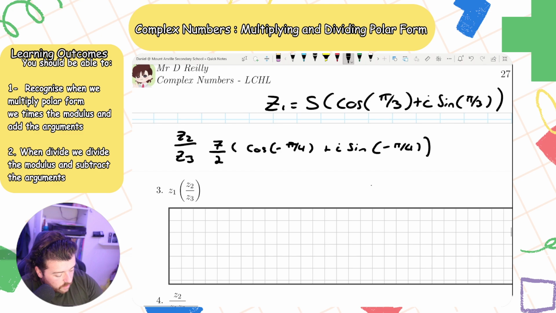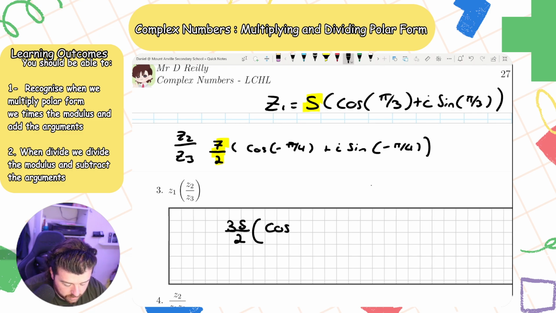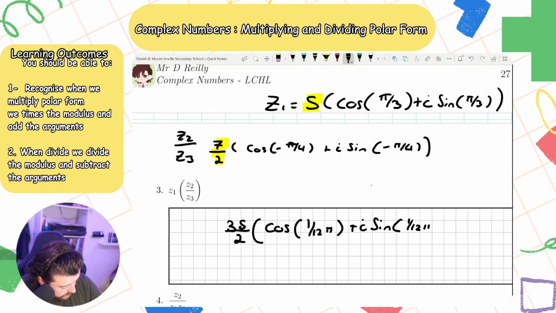So we're multiplying, so we multiply the modulus. This is going to be 7 over 2 times 5, which is just 35 over 2. And then we add the arguments: minus pi over 4 plus pi over 3, which is equal to 1/12 pi, plus i sine 1/12 pi. Right, so we just add these there.